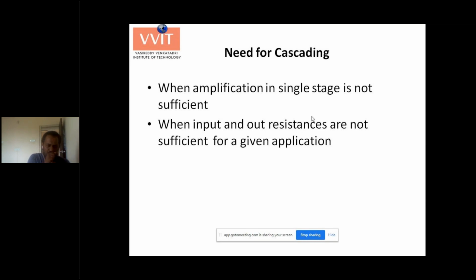Apart from this, sometimes I need an amplifier with huge voltage gain, as well as high input resistance and high output resistance. This is my application. I have a situation where I need an amplifier with large gain as well as large input impedance and large output impedance. You all know no single amplifier satisfies all these requirements. In that case, what do we do? We go for cascading.